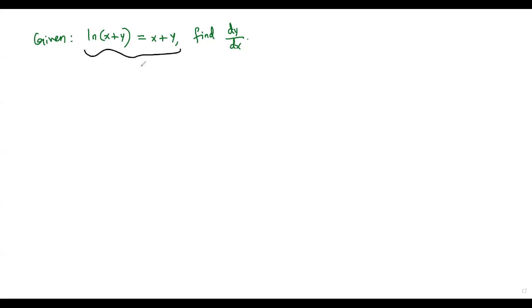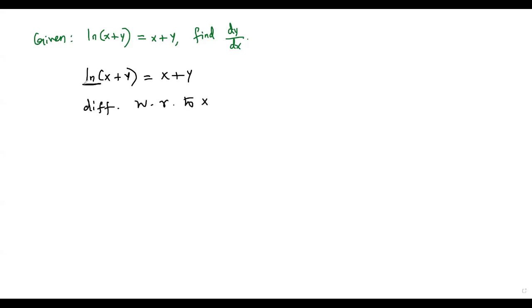Now what we need to do is find the derivative on both sides with respect to x, and then solve for dy over dx. Let me write the given function as it is, that is ln of (x plus y) equals x plus y. Now let's differentiate both sides with respect to x.